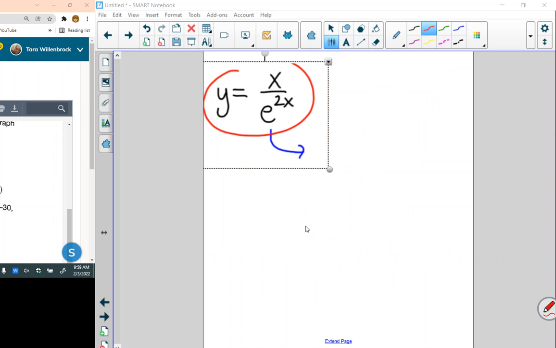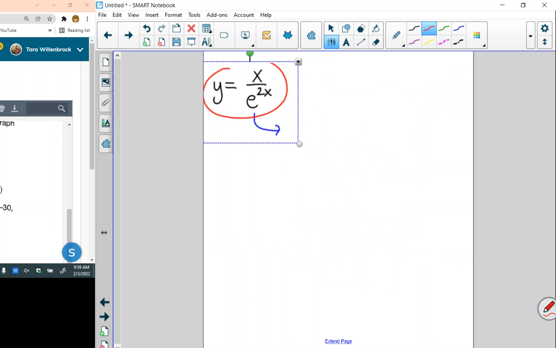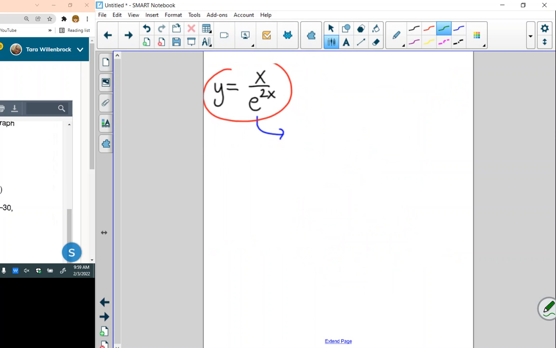So, here I go. If I want to take it slow with my quotient rule, my numerator I identify as my f function, so f prime would be 1. My g would be e to the 2x.